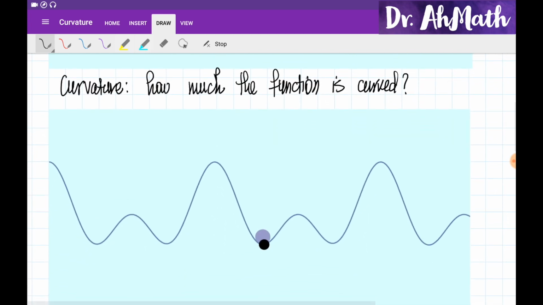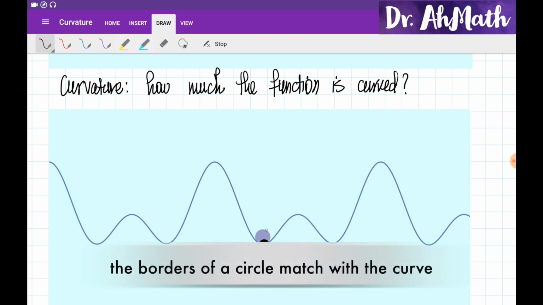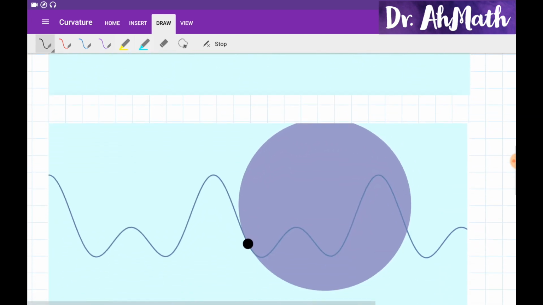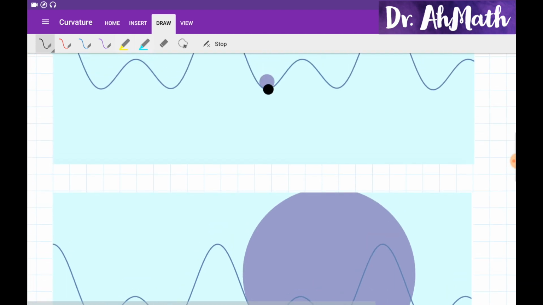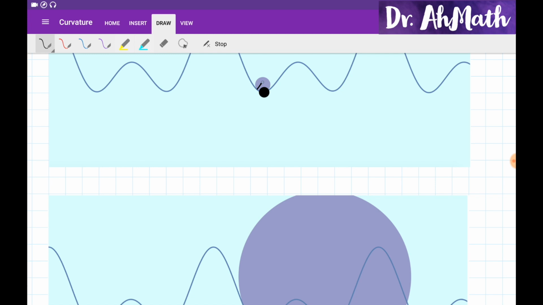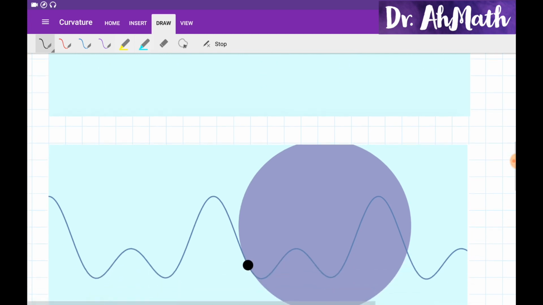In order to understand this, for a given point, we would like to draw a circle so that the borders of the circle match with the graph of the function. So here, if the function is curved a lot, we're going to have a small circle, and if the curve is not curved a lot, for example here, where the curve is more or less straight, we're going to have a bigger circle.